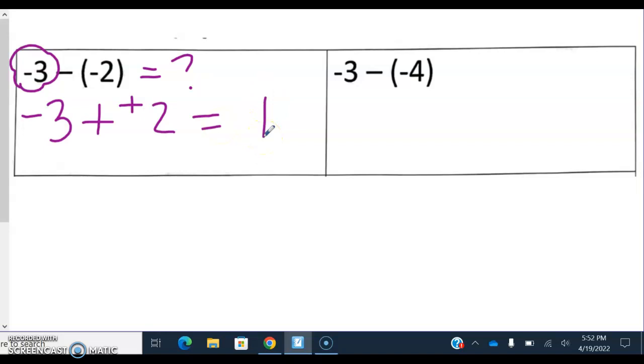And what sign are we going to use? Which one's going to have the greater absolute value? Well, the 3 is. So we're going to have -1. Now, if we think about it, let me pause for just a second.